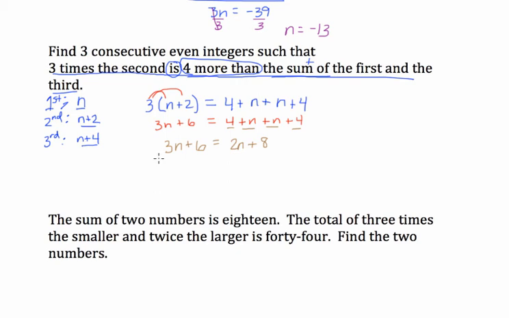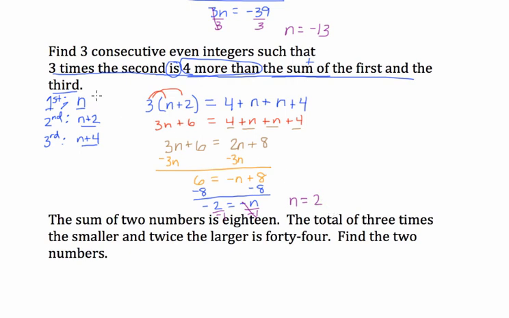Then let's get rid of n's on both sides. So subtract 3n from both sides. You can also subtract 2n from both sides. Then undo what's been done to n. Divide both sides by negative 1 to get rid of that negative n.